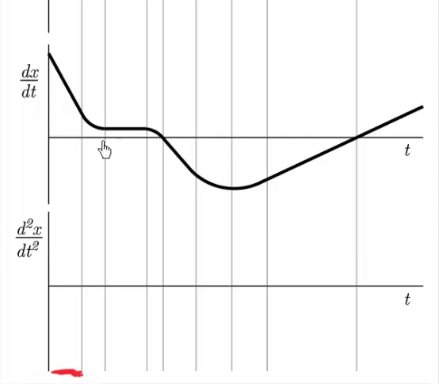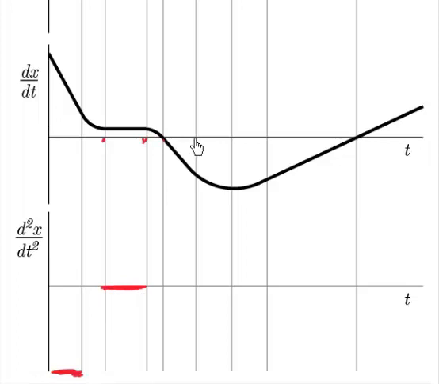Right here, between this time and that time, my function is flat. It's not changing at all. It's got zero slope. So I'm thinking that my derivative should look like that there.